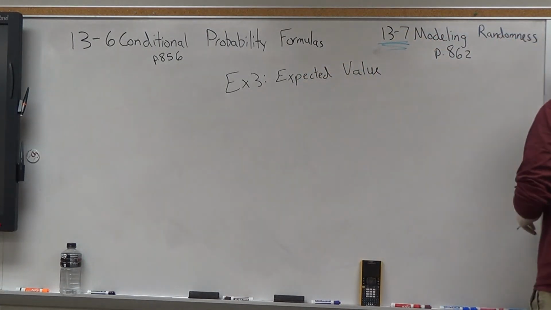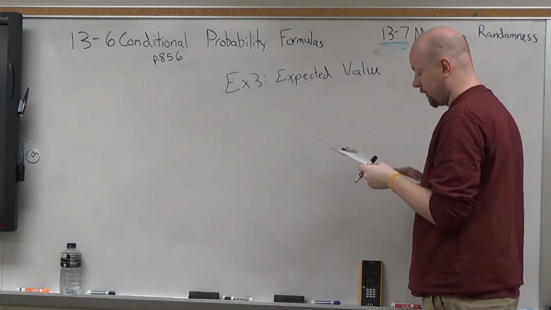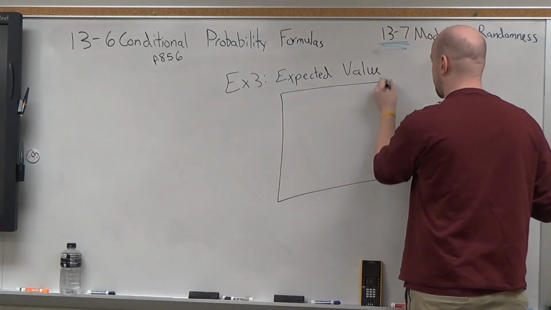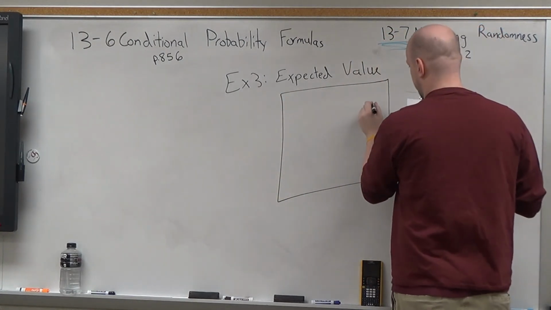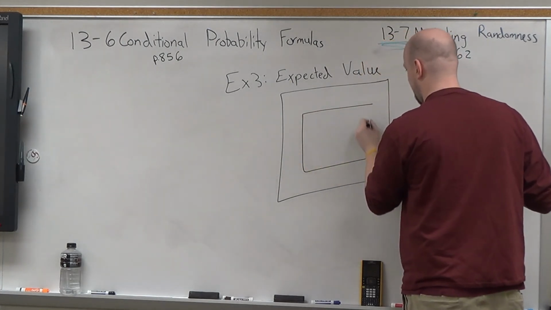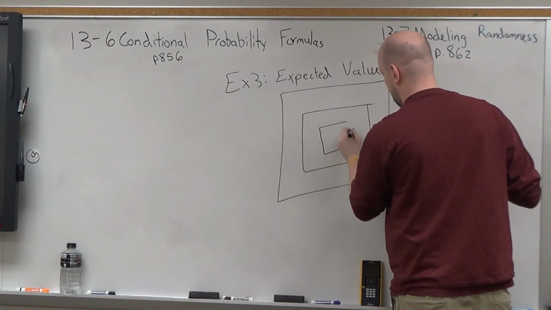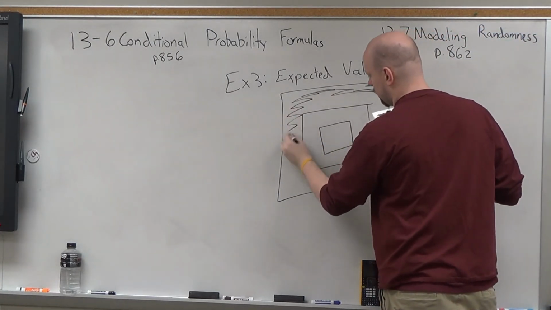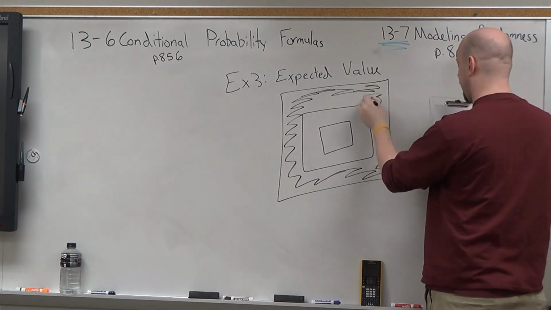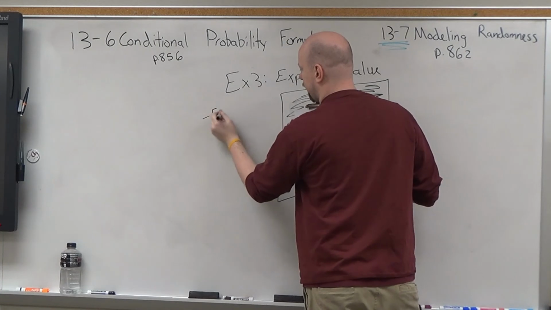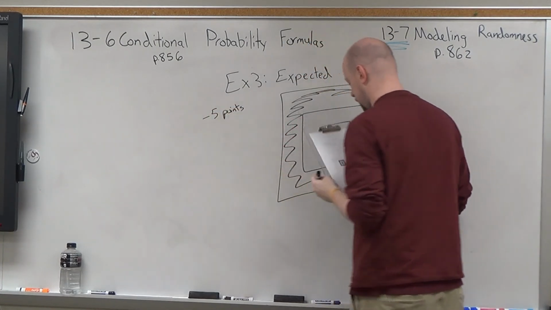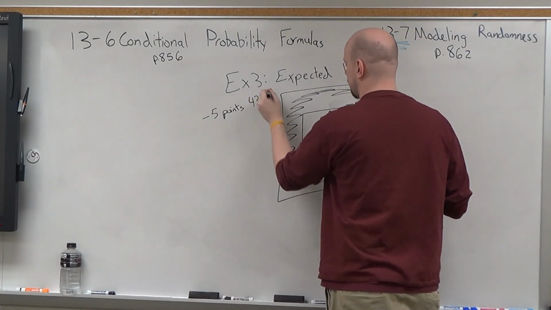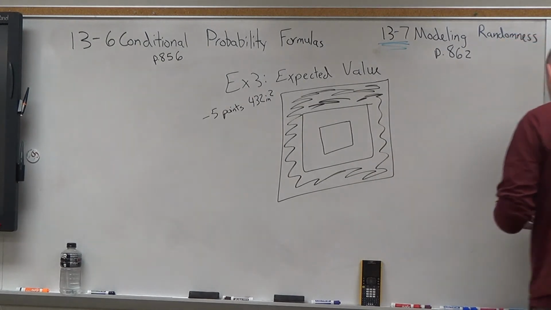We're going to find the probability, or the value. Okay, so let's see. We have a big old square here. We have a medium one. Then we have a smaller one. Okay, so if you land in the black, you get -5 points. And the total area would be 432 inches squared.